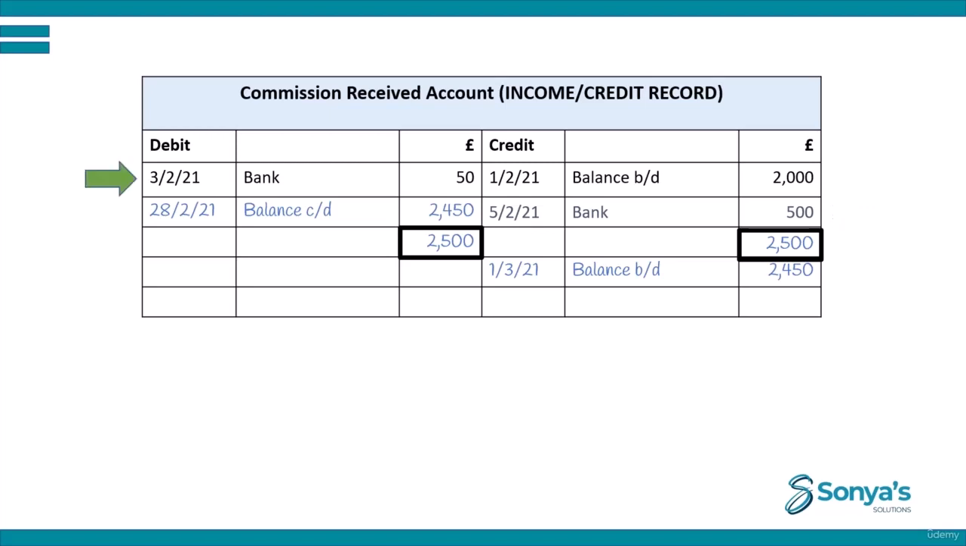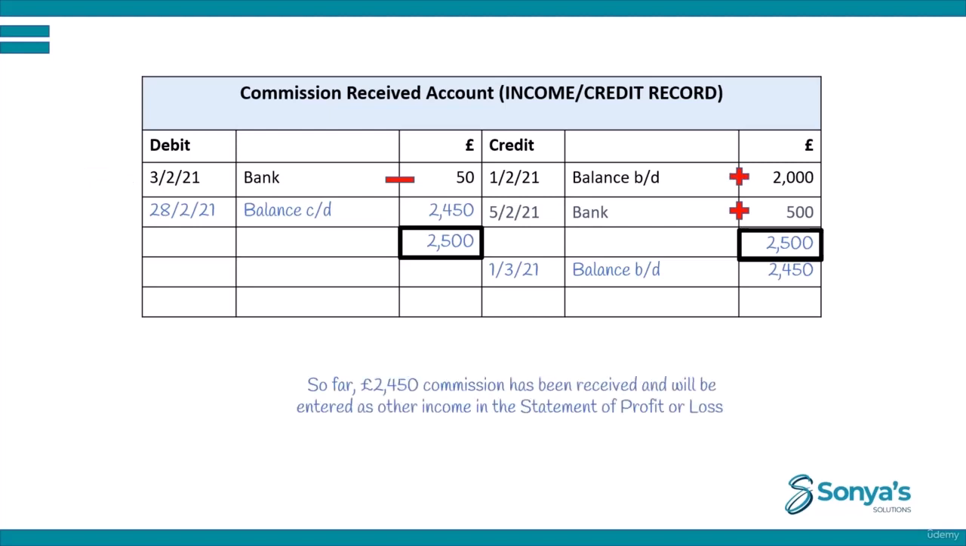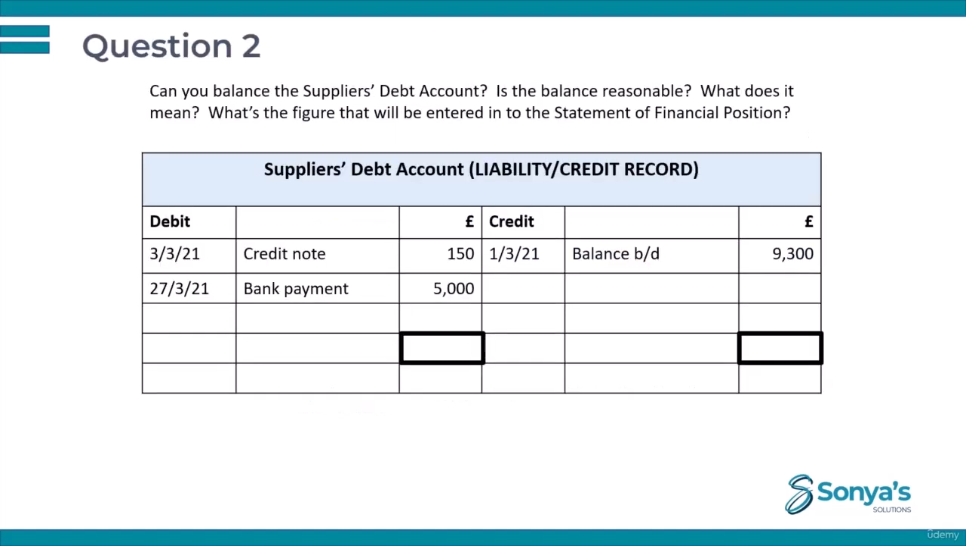For some reason, £50 has been removed from the account, so the total amount received can be calculated as £2,450. The closing balance is entered on the debit side of a credit record, so the opening balance can show correctly as a credit. Get ready to pause the video to give yourself time to read and answer the question.